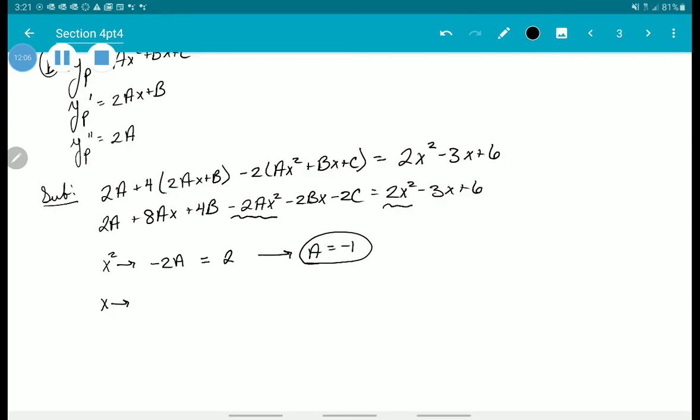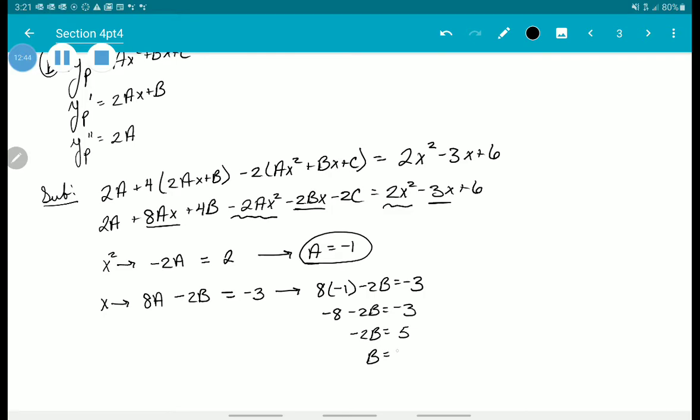Now let's compare coefficients of x. We have 8a minus 2b, and that has to be equal to minus 3. Now we can substitute in what we know. We already know a. This one's going to be a simple system to solve. So we have negative 8 minus 2b is equal to negative 3. So negative 2b is equal to 5. So b has to be negative 5 halves.